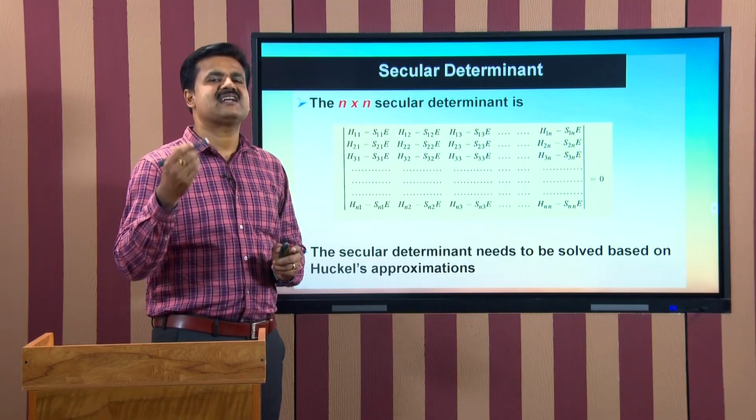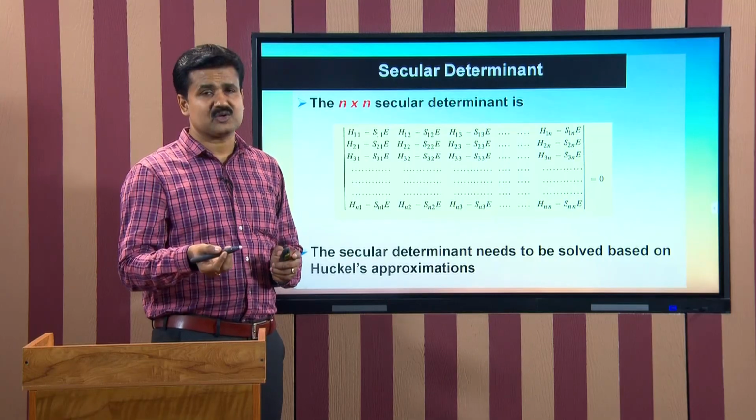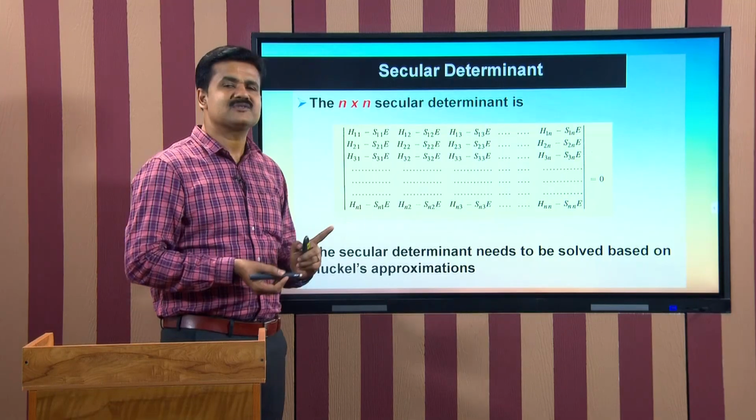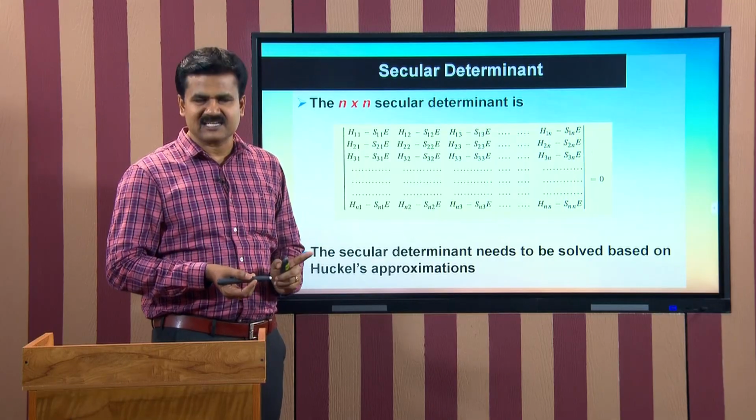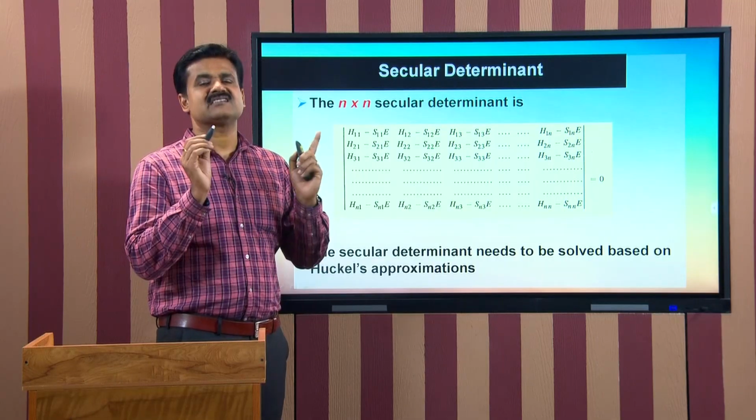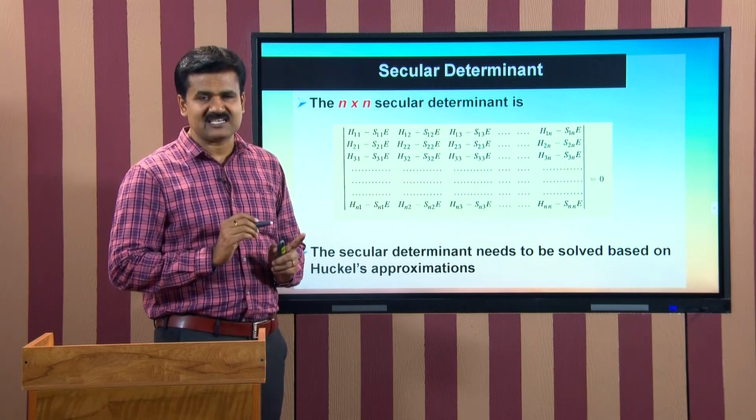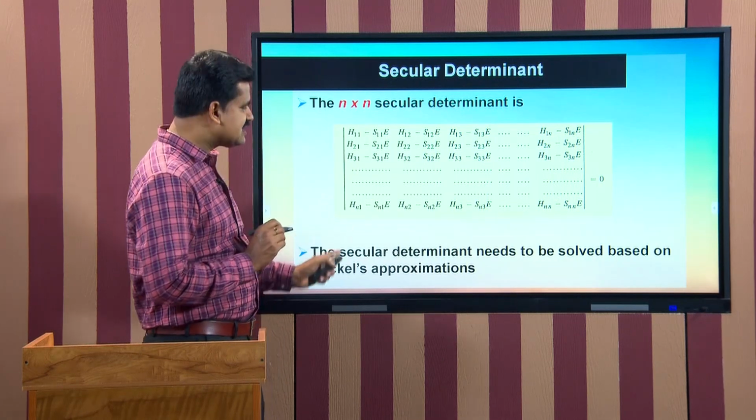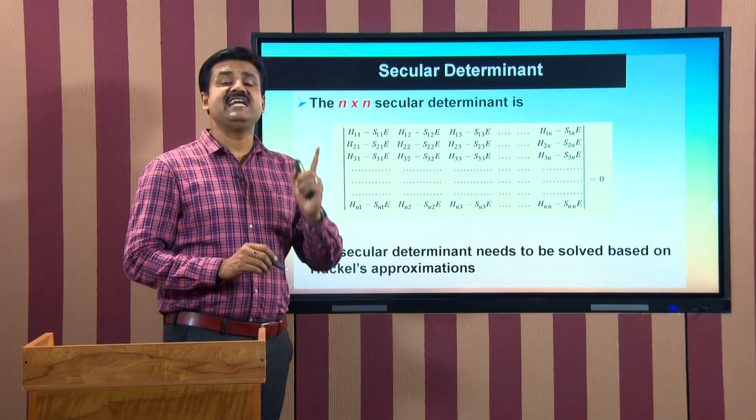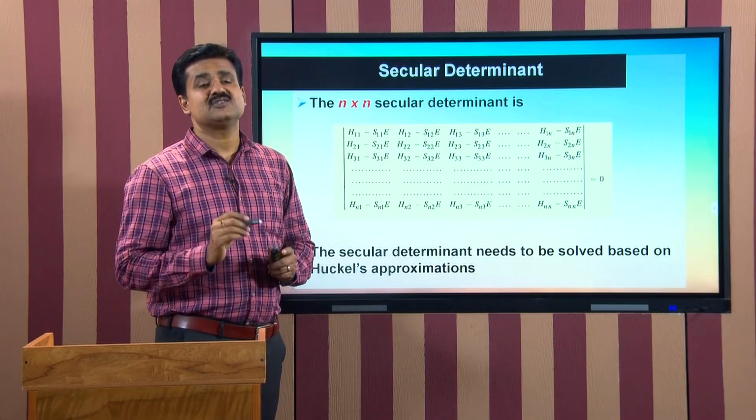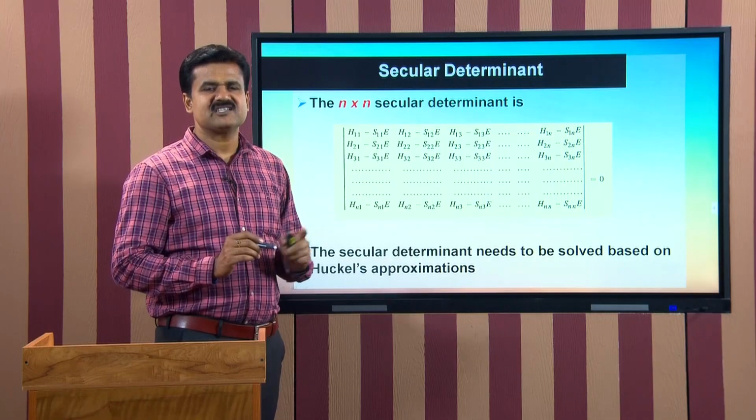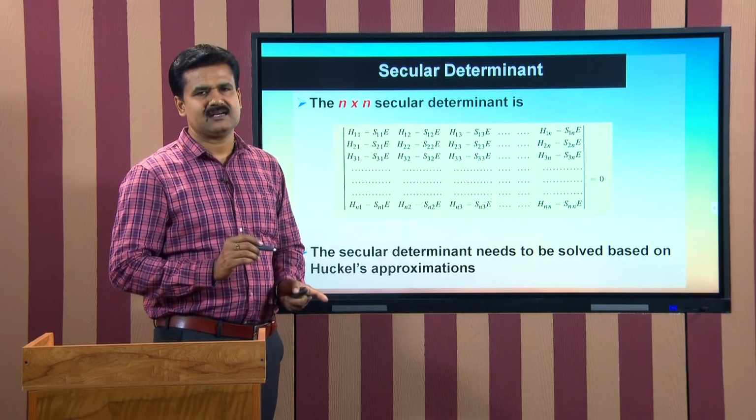For example, ethylene is a 2 pi electron system, so this reduces to a 2 by 2 secular determinant. For benzene, there are 6 pi electrons, so we have to set a 6 by 6 secular determinant. Like that, the secular determinant needs to be solved based on the Huckel's approximations that we discussed just earlier.